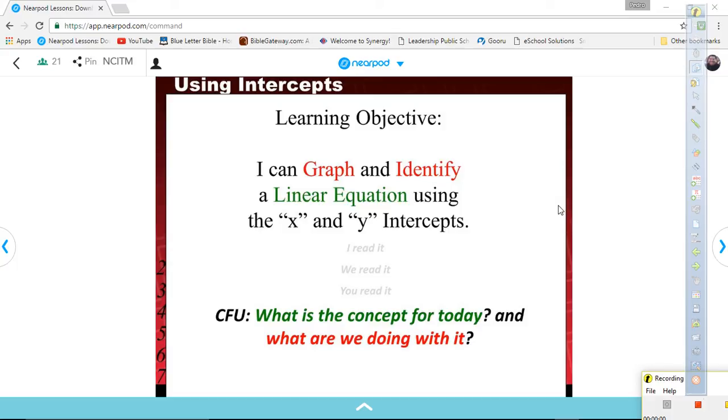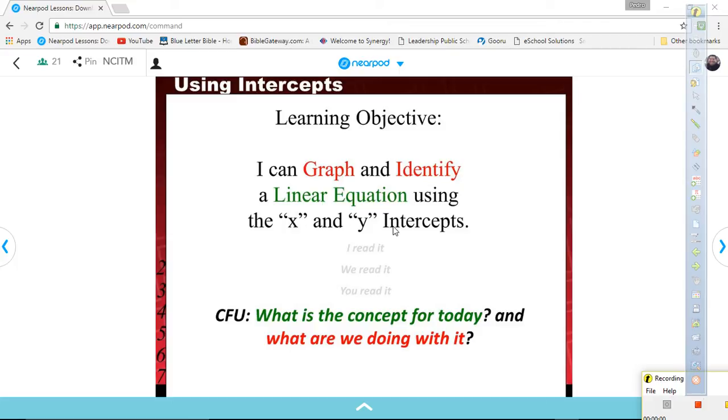Identify a linear equation using the X and Y-intercept. Let's read together. 1, 2, 3. I can graph and identify a linear equation using the X and Y-intercepts. Now, last week, we introduced linear functions. Today, we're moving on to linear equations.